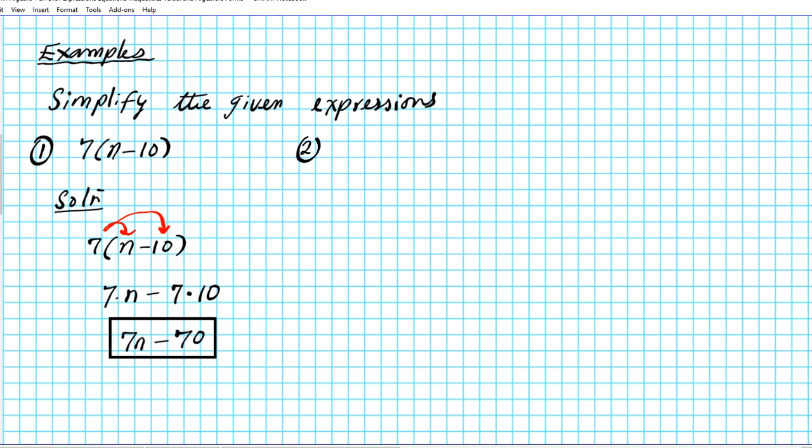Alright, let's take a look at question 2. What if we have negative 5 times the quantity 6 plus 4k? Let's simplify this expression. Okay? So we have negative 5 on the outside, and we're multiplying it by 6 plus 4k. So what we're going to do is distribute the number on the outside to the terms on the inside. Alright, so we're going to have negative 5 times positive 6 and negative 5 times positive 4k.